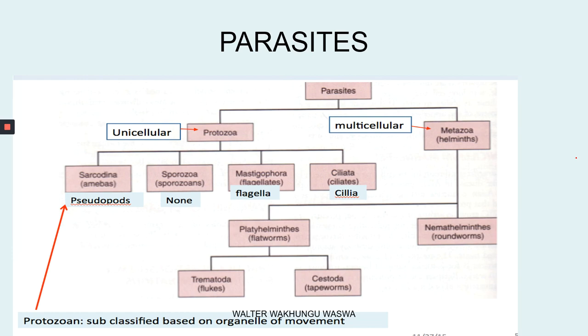Pseudopods, they have what you call false feet that help them to grow. So when you're looking at multicellular, the helminths, we have the nematohelminths and platyhelminths. Platyhelminths are the flatworms, and nematohelminths are the roundworms. In the platyhelminths, we have the trematode and the cestode. In the cestode, we have the tapeworm, and in the trematode, we have the flukes. So basically, when you're talking about parasites, we are talking about a diverse group of organisms.